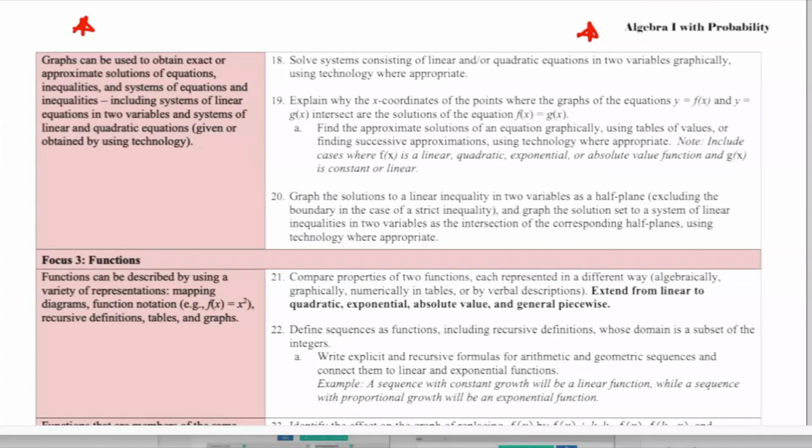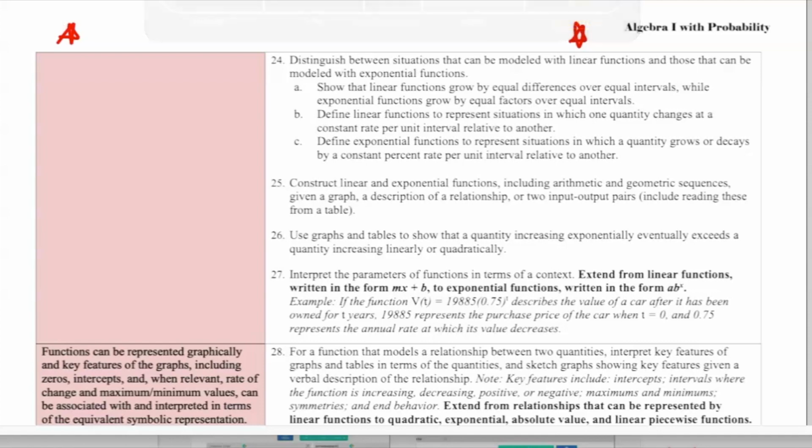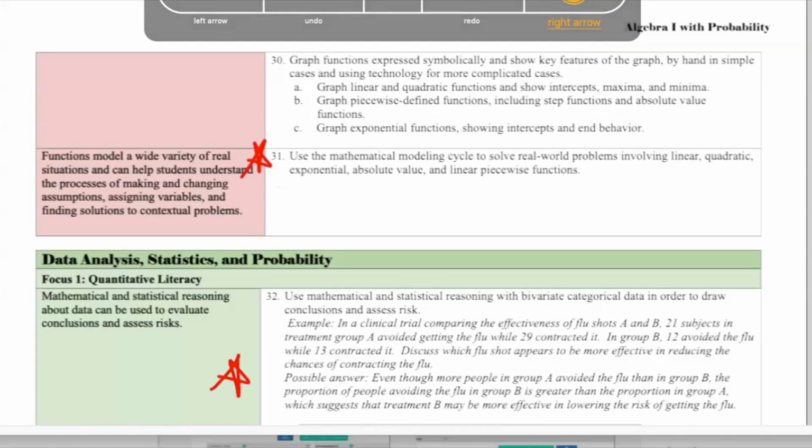This page, there's not any major changes. There might be a few minor changes on words, but no major changes. This page with these standards, same thing. Few minor changes, nothing major.